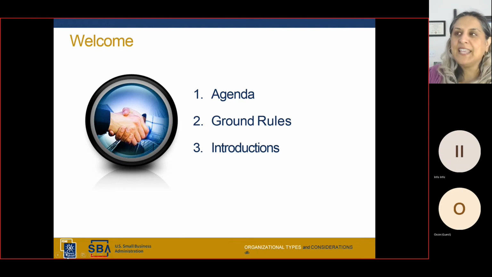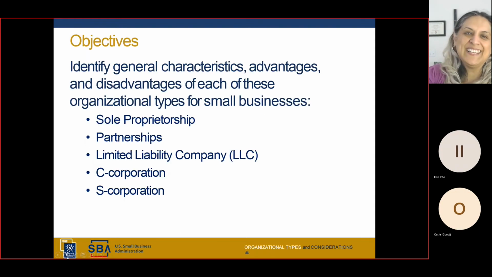So the objectives today and what we want to follow. Go to the next slide for the objectives. Our objectives are to identify the general characteristics, advantages and disadvantages of each of these organizational types for small businesses: your sole proprietorships, your partnerships, general and limited liability, C corporations, and S corporations.